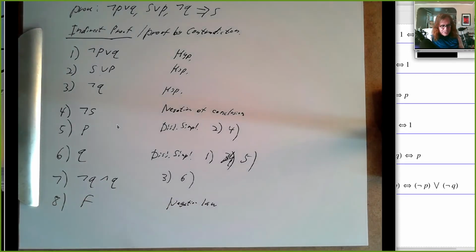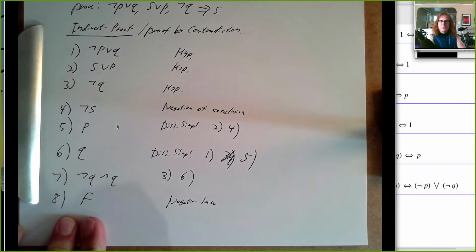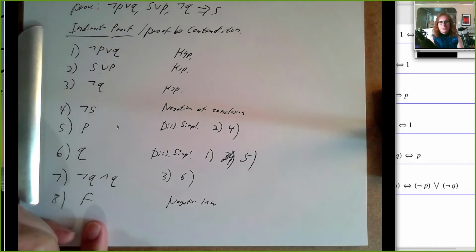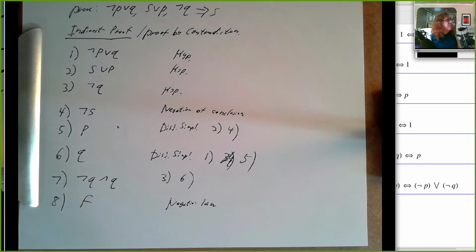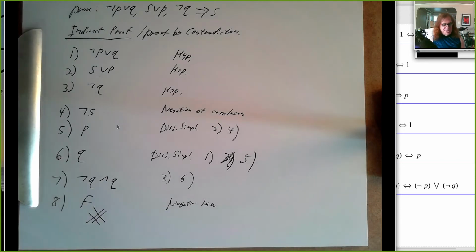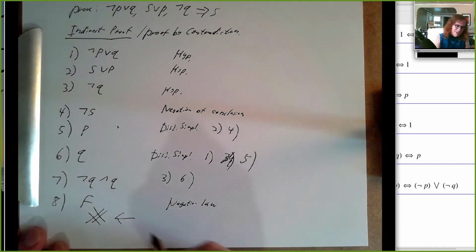Well, what have I proven? I've proven that false is true, because everything that I write down here is true. Well, if we prove that false is true, that's an absurdity. Believe it or not, this is a contradiction. So here's the symbol I use for contradiction. I don't think that's standard, but I just write this sideways crosshatch, contradiction.